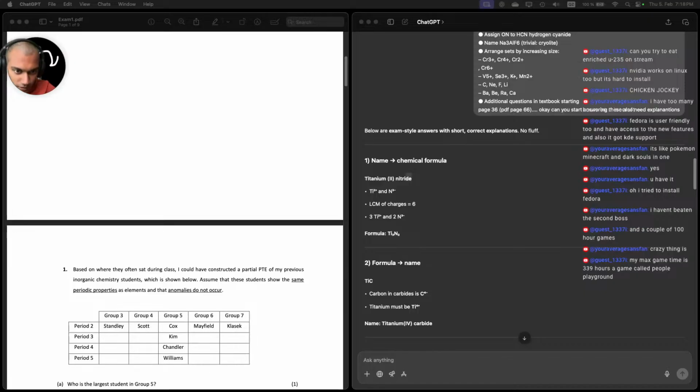Can you try to eat enriched U-235 on stream? I'm guessing it's some sort of radioactive. Dude, I wish I had a bigger display. This display is too small. Where is it?